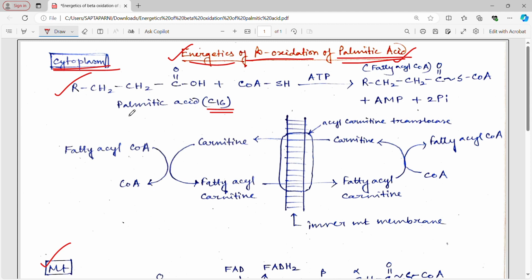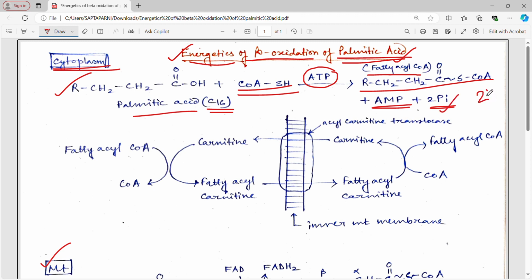Okay, so in reaction with coenzyme A, palmitic acid gets converted into fatty acyl CoA. This is the fatty acyl CoA, and in this reaction one molecule of ATP is needed, and after the reaction we can see that one molecule of AMP is formed and two molecules of inorganic phosphate are formed. So here two high energy phosphate bonds are consumed. Remember that two high energy phosphate bonds are utilized for this reaction.